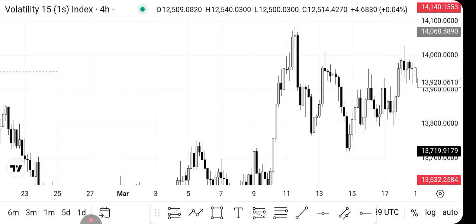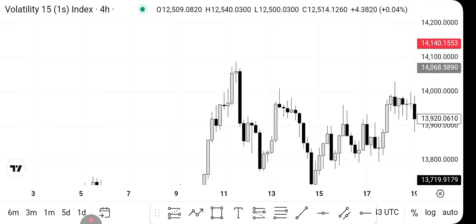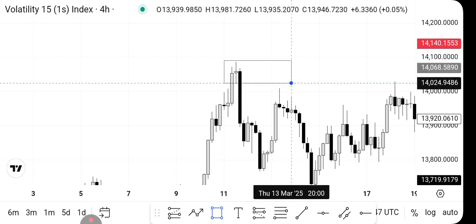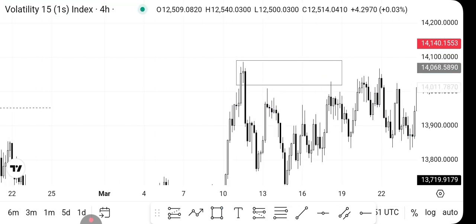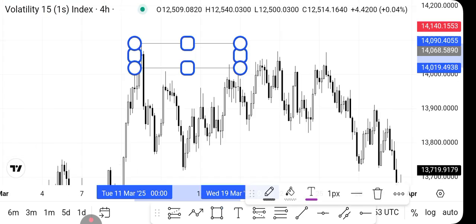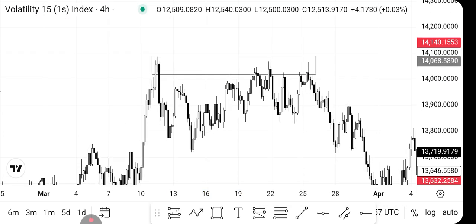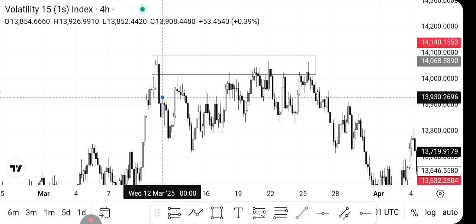This one fits the description. So you expand from here, right? From here, you expand, and then you wait for price to come into it, which it did, right? Mind you, it has inducement. So this is the inducement here.